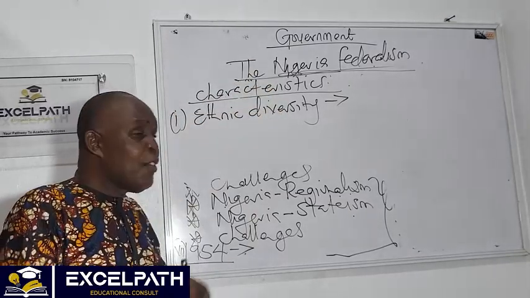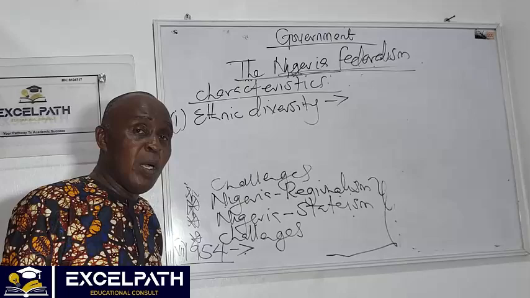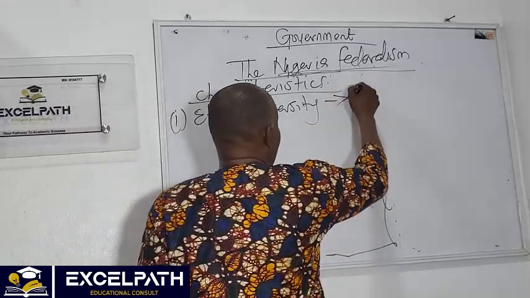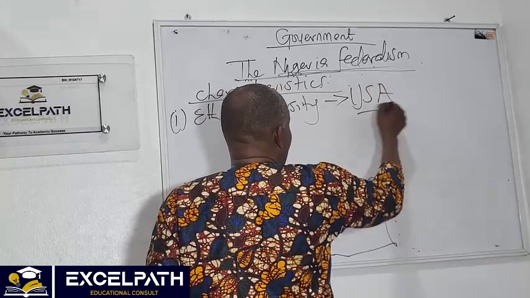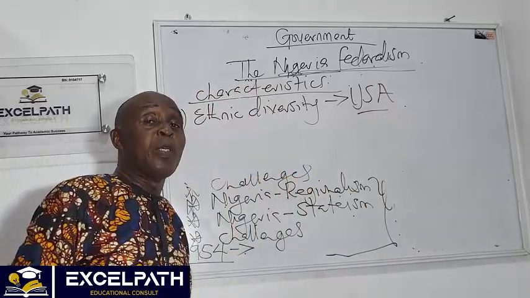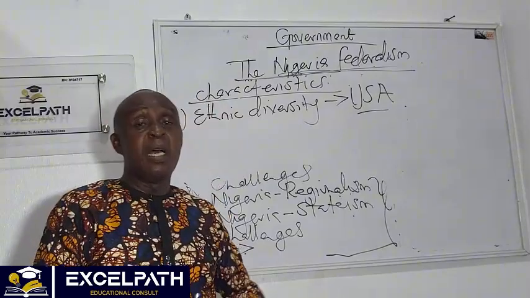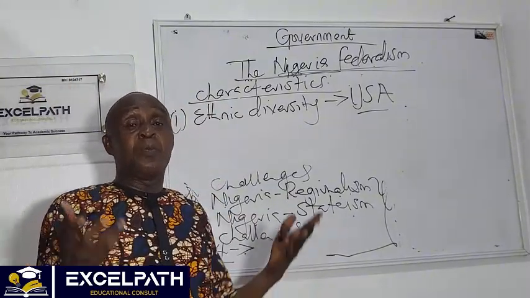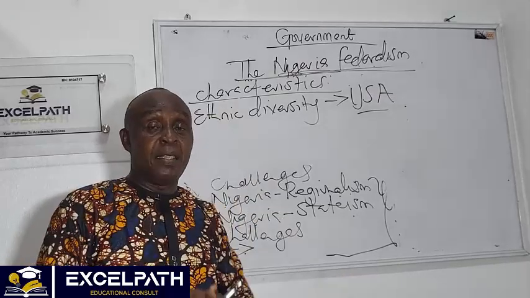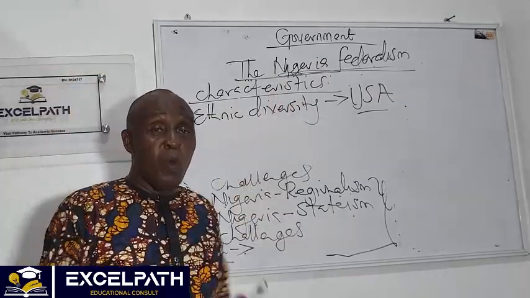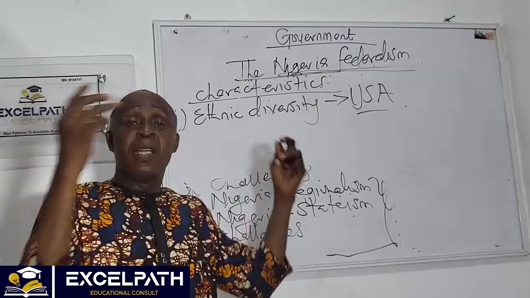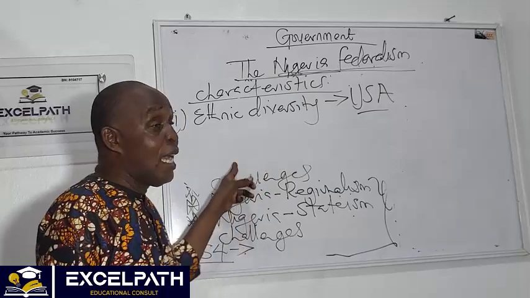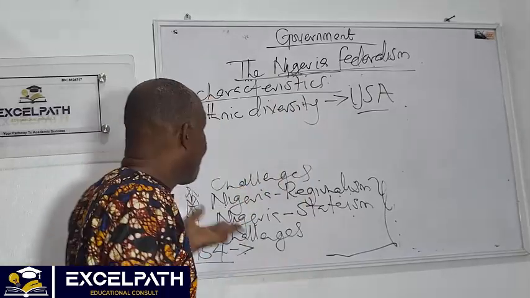Ethnic diversity: different languages, different cultures, different customs, different traditions. The USA is also an example of this ethnic diversity. People say the whole world is America. In as much as you have been naturalized, every nation of the world is America. And every nation of the world means diverse culture, diverse customs, and diverse tradition.